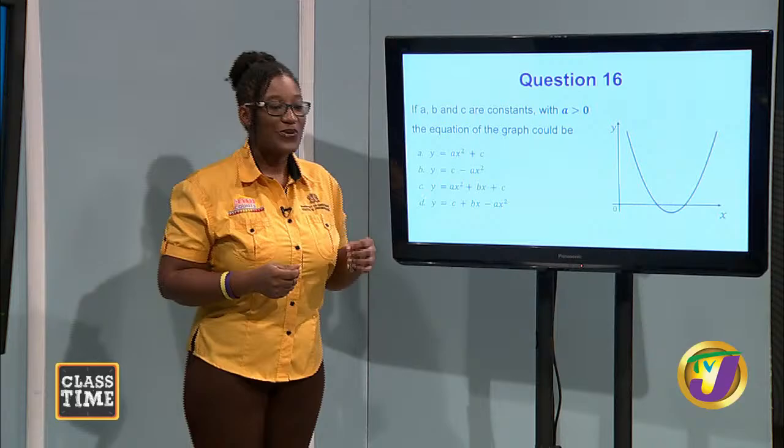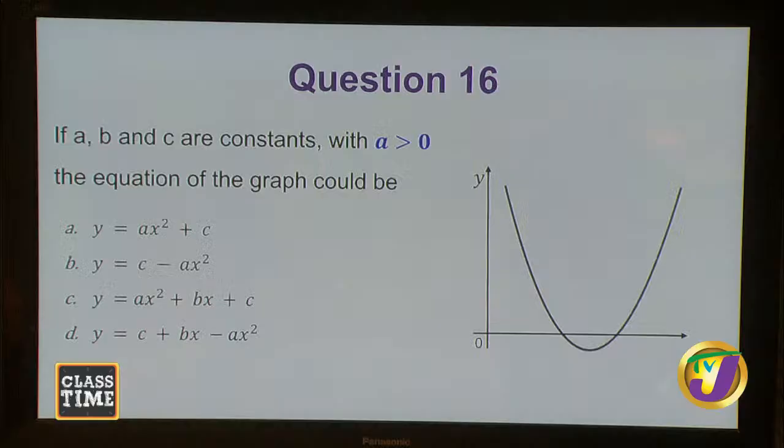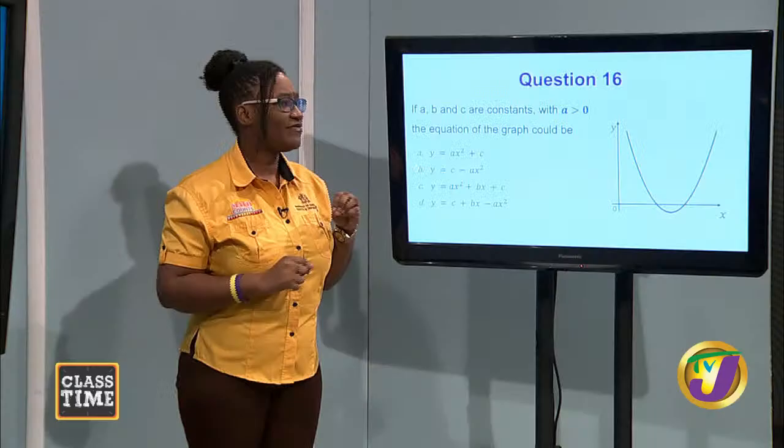Question number 16. Now, 16 already? Already. So if A, B, and C are constants, and in this case, we know that A is greater than 0, for this question, the equation of the graph could be which of these? Okay. So looking at them, clearly they're all quadratic, so no giveaways there. However, what do we notice about this curve?